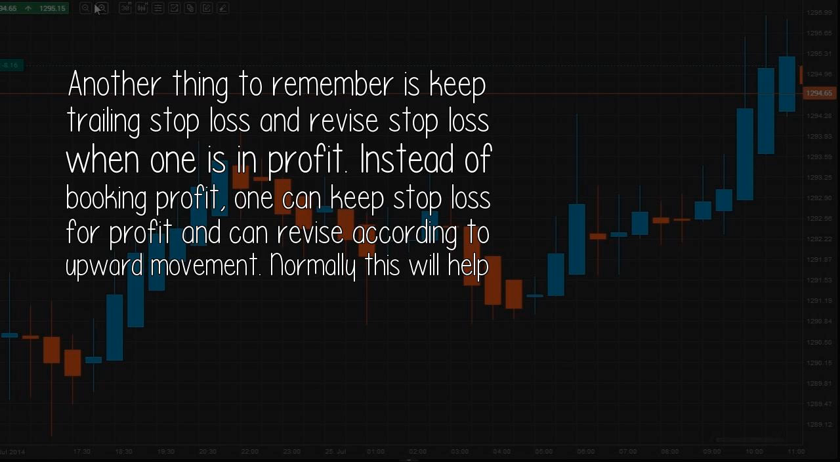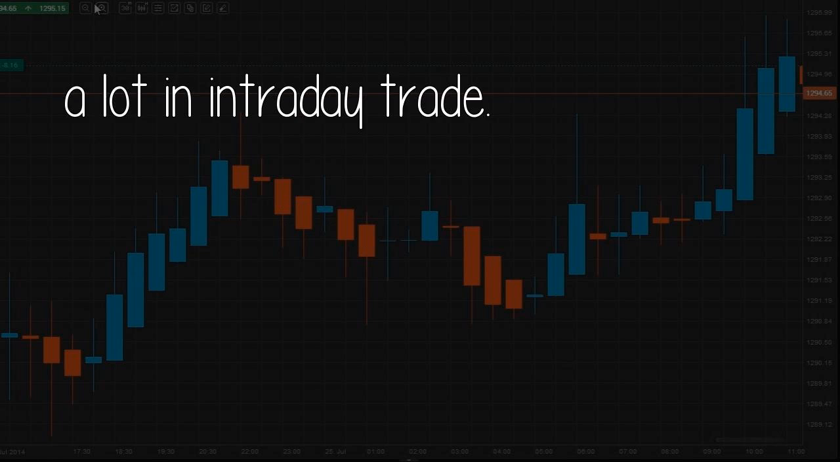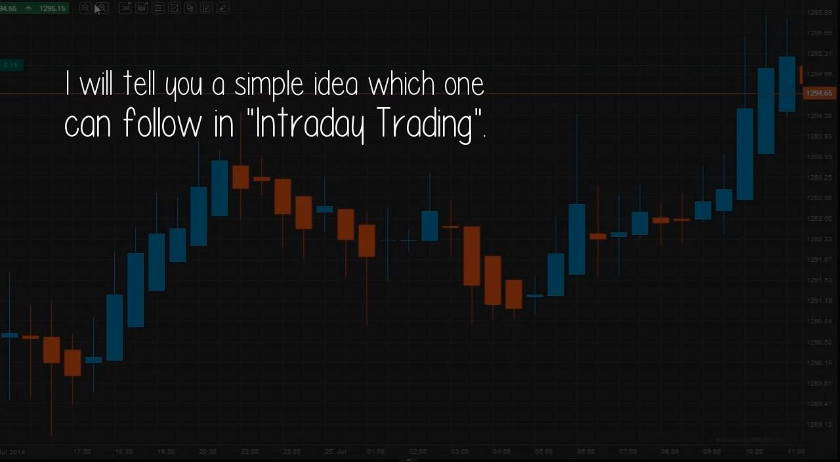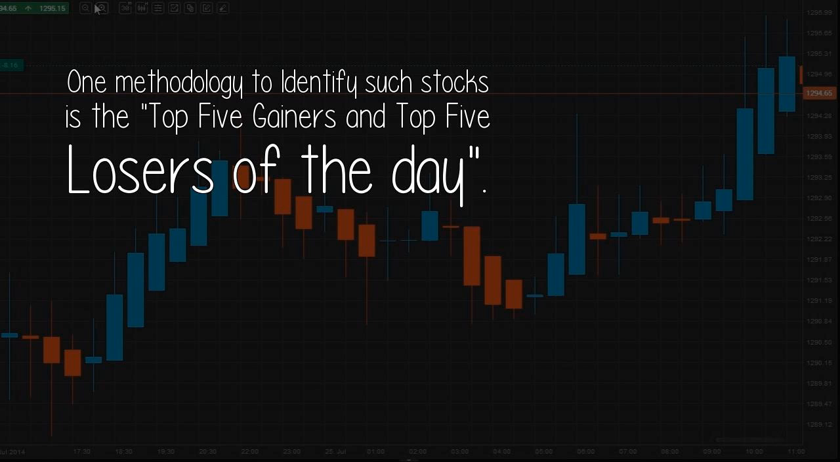Another thing to remember is to keep a trailing stop loss and revise the stop loss when one is in profit. Instead of booking profit, one can keep a stop loss for profit and revise it according to upward movement. Normally this will help a lot in intraday trade. I will tell you a simple idea which one can follow in intraday trading. One methodology to identify such stocks is the top 5 gainers and top 5 losers of the day.